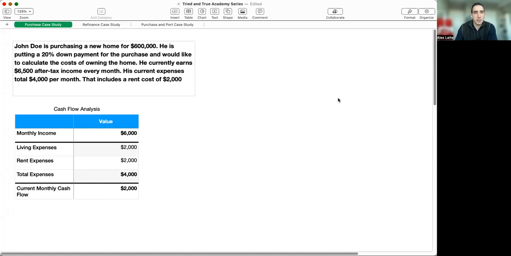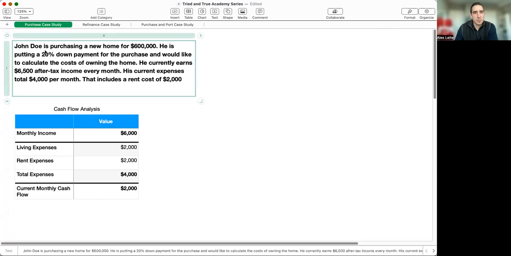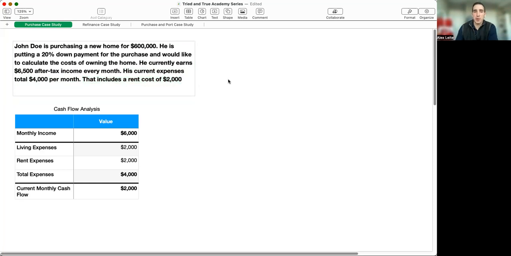Okay, good. So to start, we're going to look at a gentleman named John Doe. This is obviously just a made-up client who we're going to go through a scenario for. John Doe is purchasing a new home for $600,000. He currently is putting 20% down payment for the purchase and would like to calculate the cost of owning the home. He currently earns $6,500 after tax income every month, and his current expenses total $4,000, $2,000 of which is rent. So he currently rents, doesn't own a home.